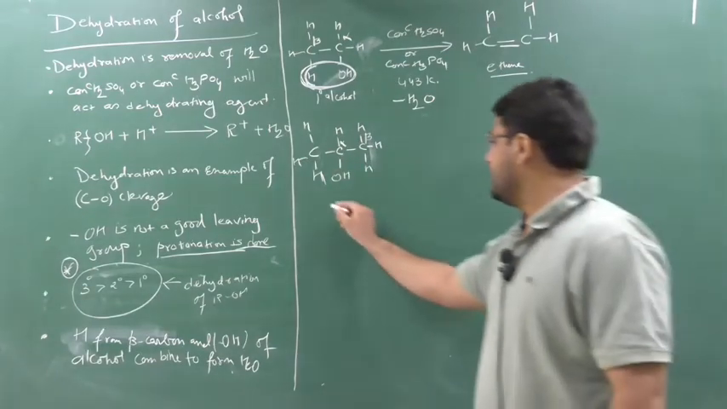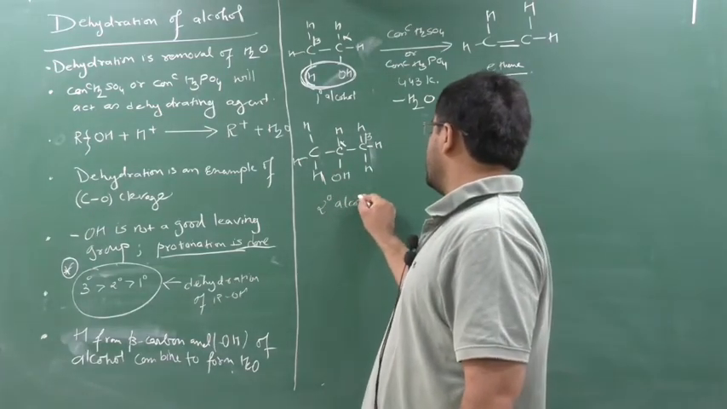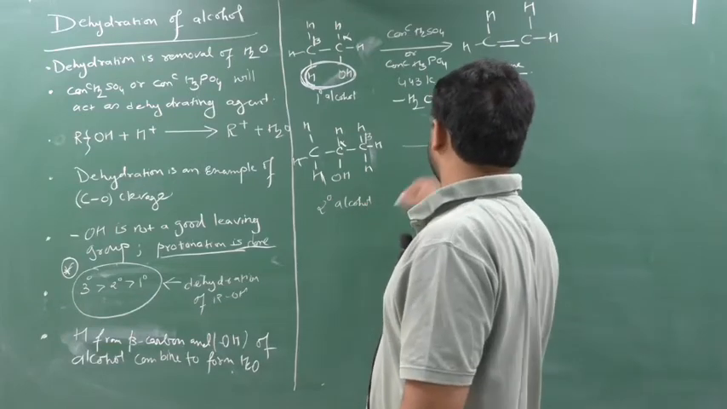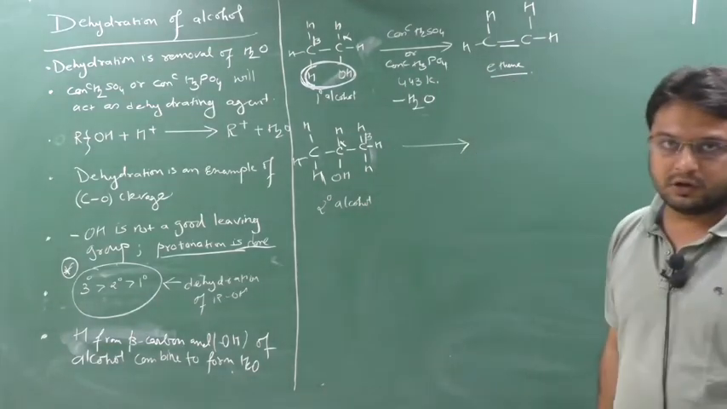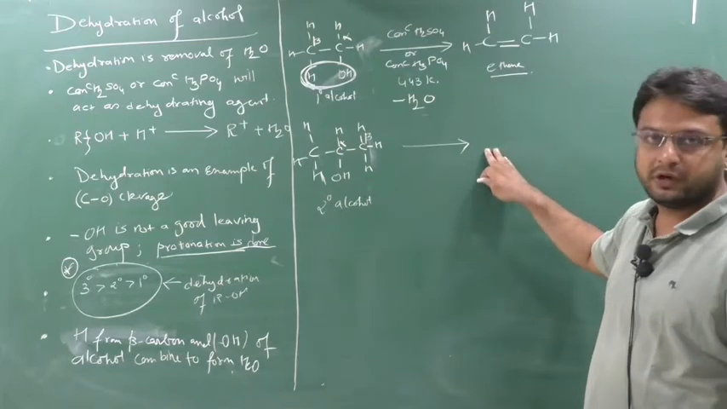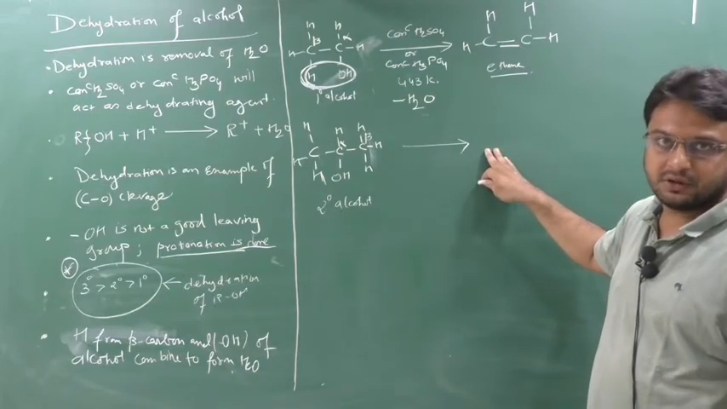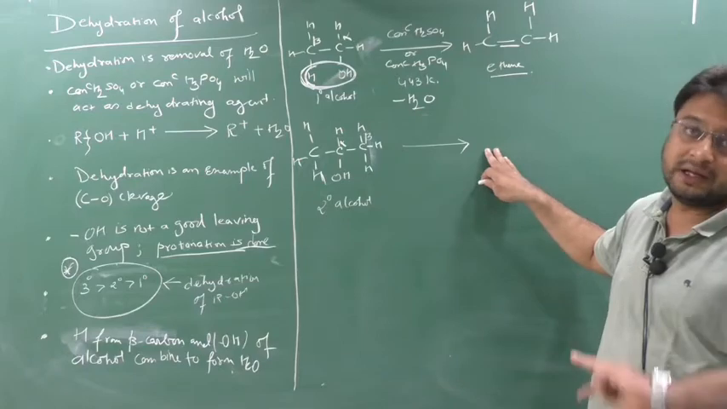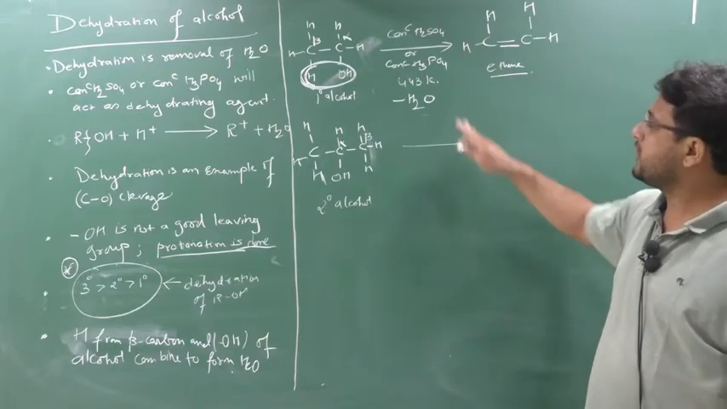Now it is a 2 degree alcohol. We know that 2 degree carbocation is more stable than 1 degree carbocation. So there will be easy formation of 2 degree carbocation during the reaction. So when there is easy formation of 2 degree carbocation, the condition will reduce.